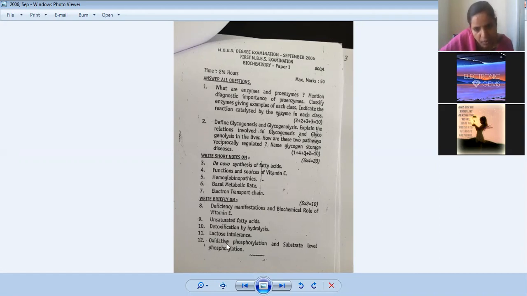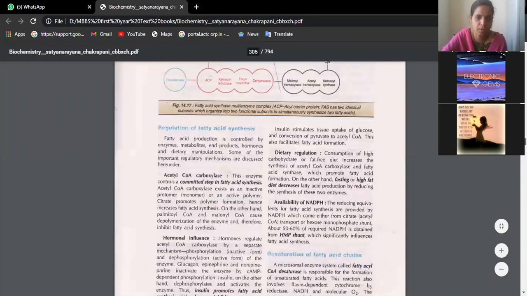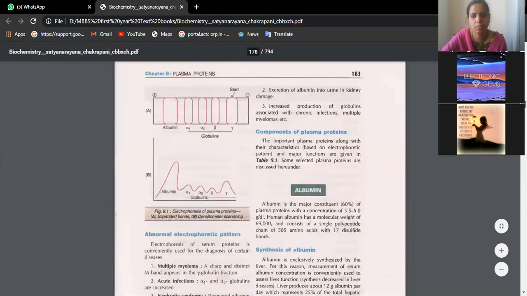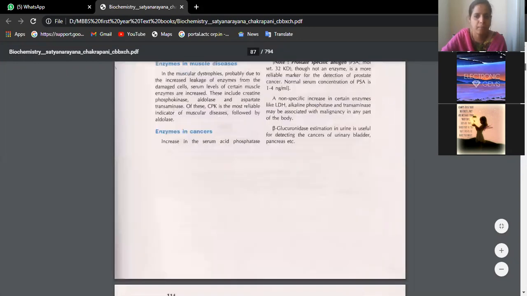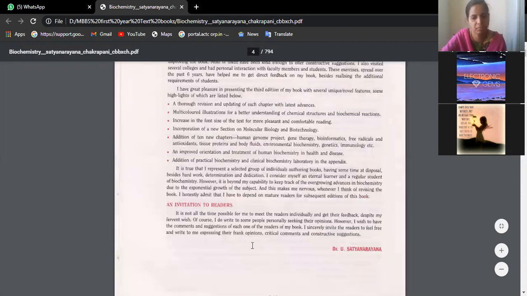Then what is oxidative phosphorylation and substrate level phosphorylation? Oxidative phosphorylation is what you have just studied, the coupling of ADP to ATP. Whereas substrate level phosphorylation, I told you this when we were doing glycolysis. I will show you the glycolysis cycle for easy understanding. When some reactions are taking place, if ATP is generated during the steps, that is substrate level phosphorylation.